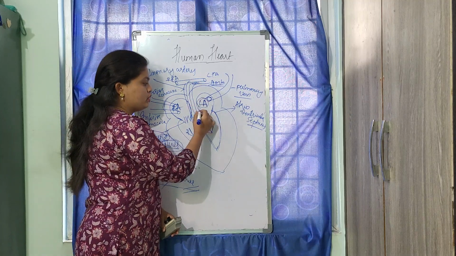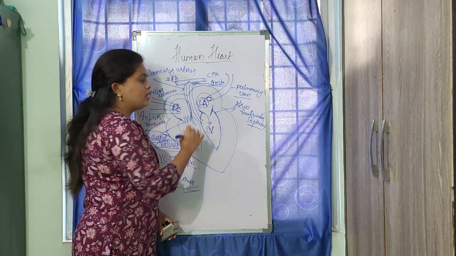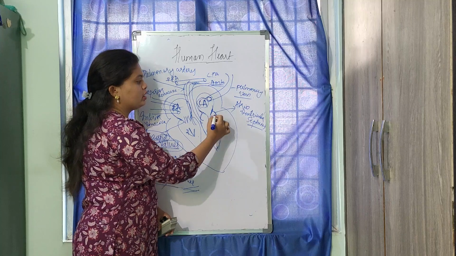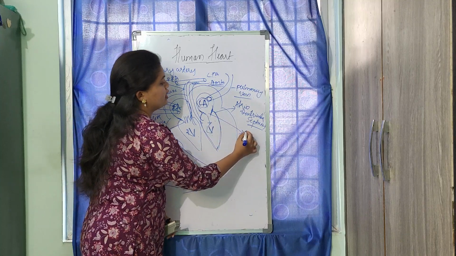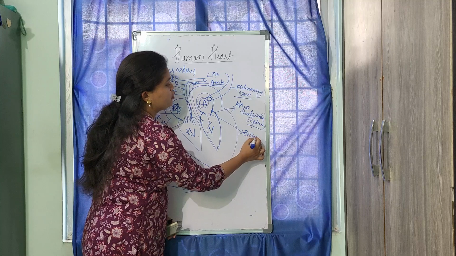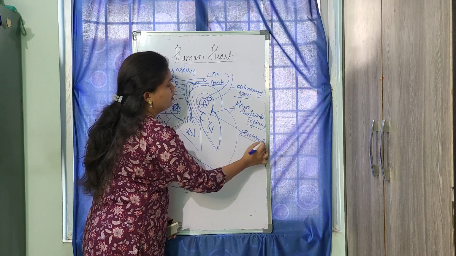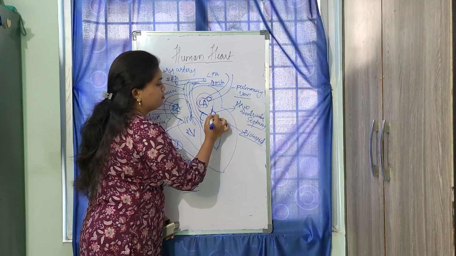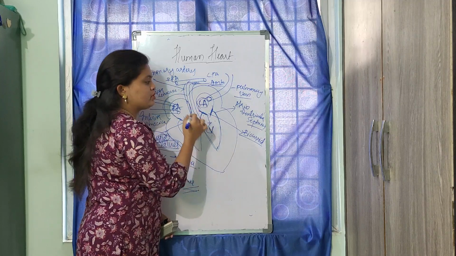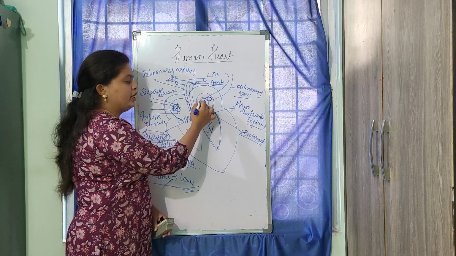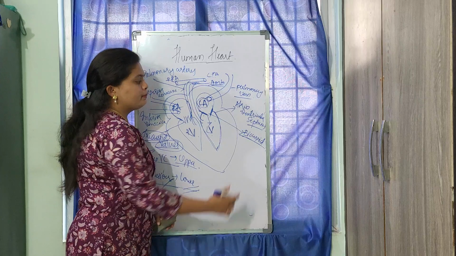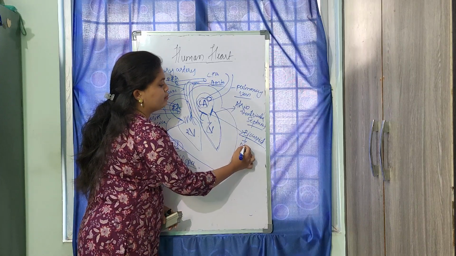Okay, one more thing. When the blood is going to be sent from the left atrium to the left ventricle, there is a particular valve, the bicuspid valve, which will allow this flow, and it will open when there is a need to send the blood from the left atrium to the left ventricle. That is the bicuspid valve. This bicuspid valve is also called the mitral valve.